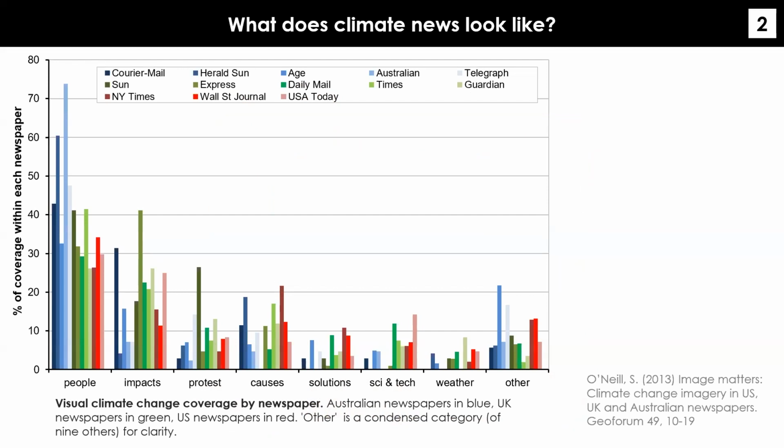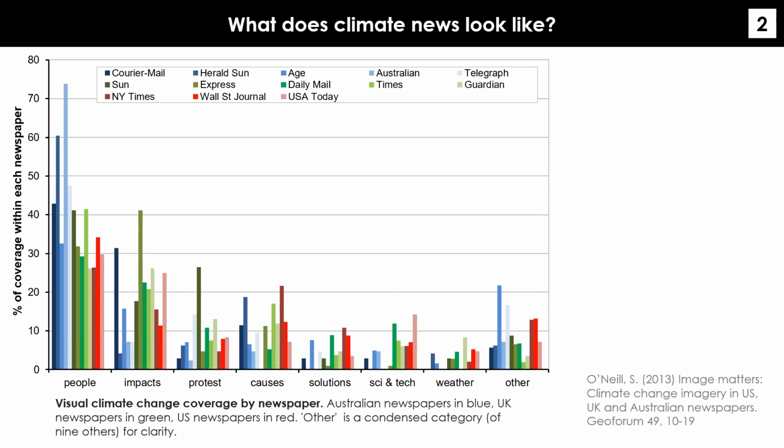So here's some work that I started when I was at Melbourne Uni. So it is quite old now. I collected it in 2010. I should say it is actually a sole author paper, very unusually for my work. And what I did was collect all the newspaper imagery that was attached to stories about climate change from 13 different newspapers in the US, the UK and Australia across a whole year.